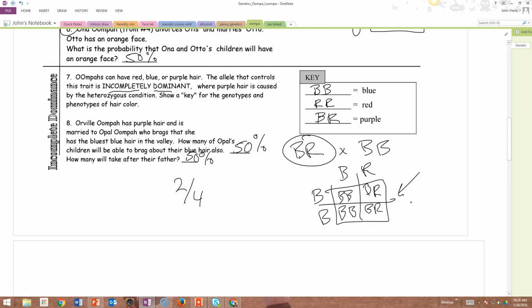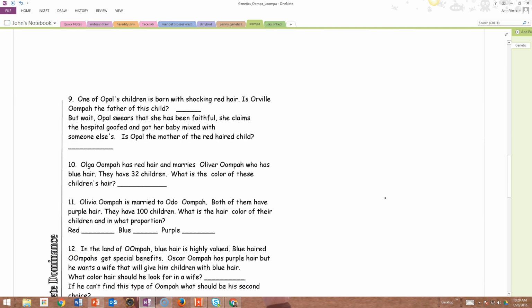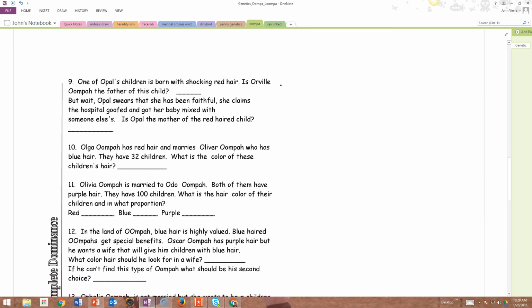This is just a probability, right? We don't know if they're going to have 2 kids, 4 kids, 8 kids. So one of Opal's children, remember Opal has blue hair, has red hair. Now remember, Orville is heterozygous. Is Orville the father of this child? Now, first of all, can Orville be the father of a red child? It's possible. But is she the mother? No, it is impossible for her to be the mother.